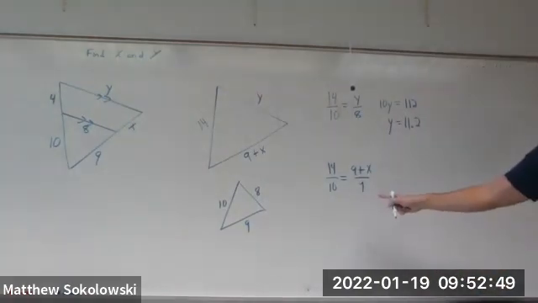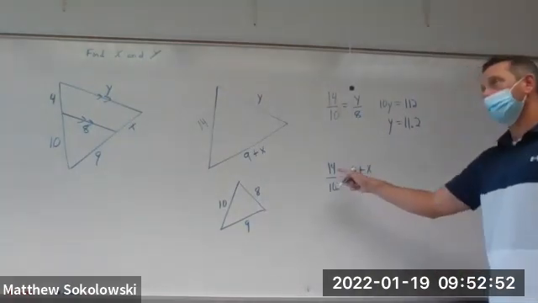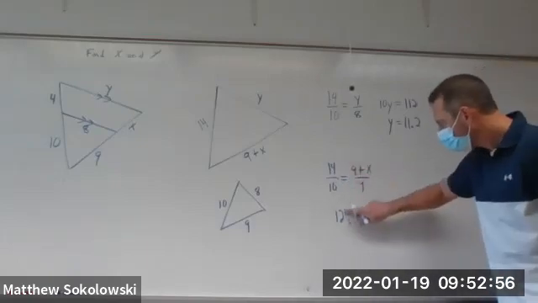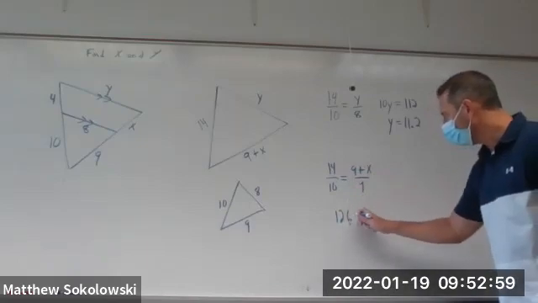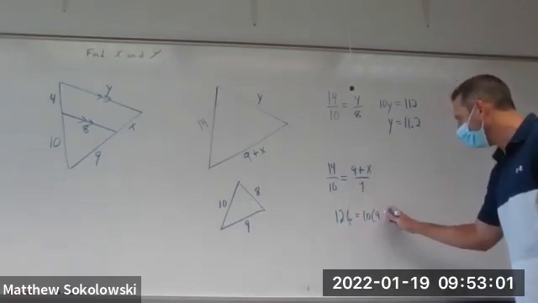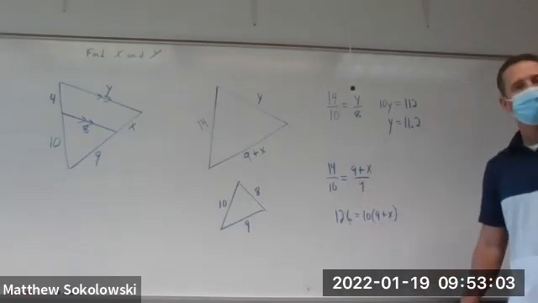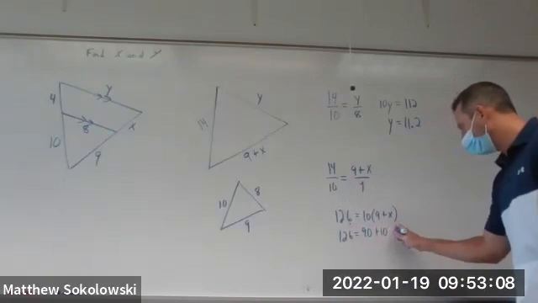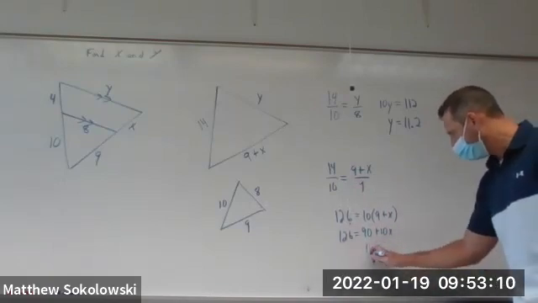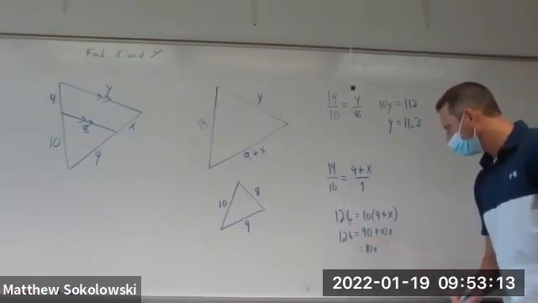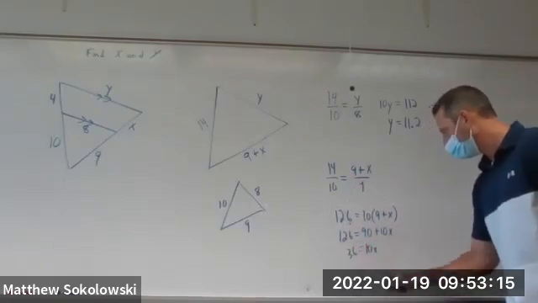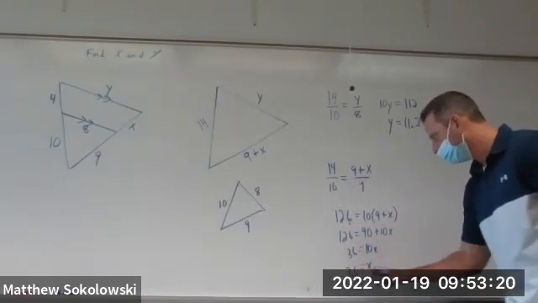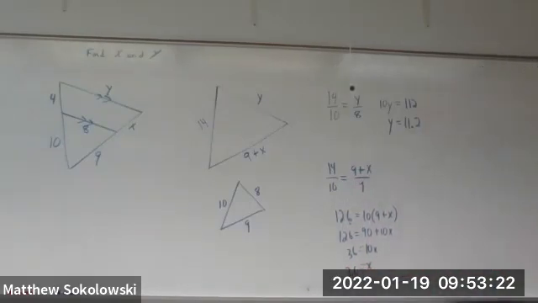When you cross multiply here, 9 times 14, 90 and 36, 126, equals 10 times 9 plus x. We get 126 equals 90 plus 10x. Subtract 90 from both sides. 10x equals 36. Divide both sides by 10, 3.6. Okay?